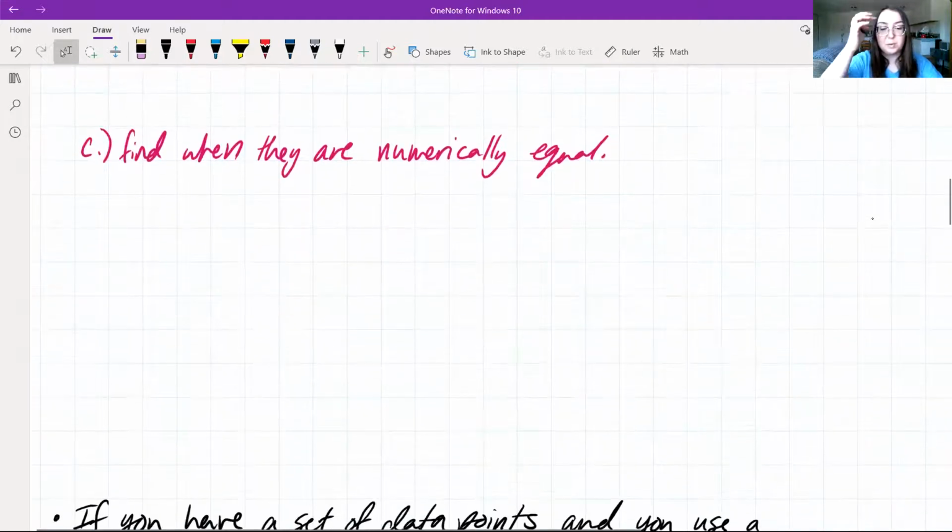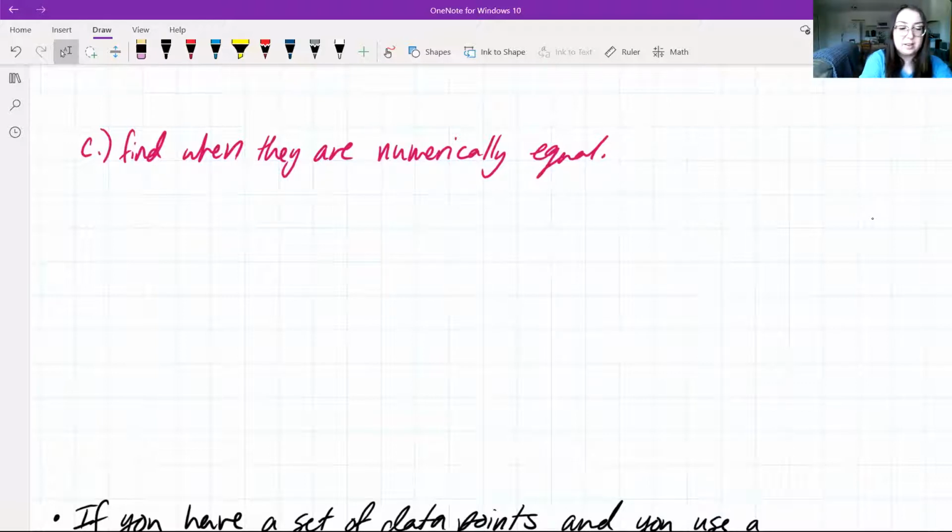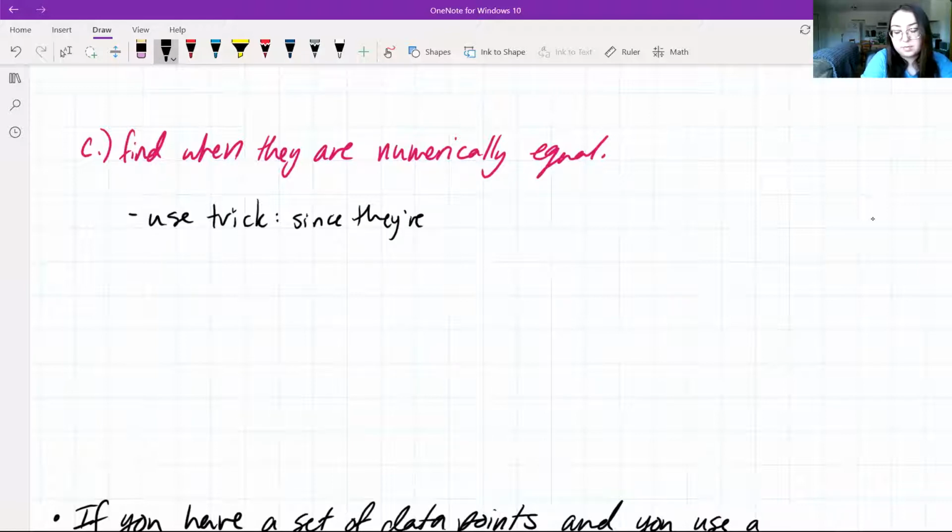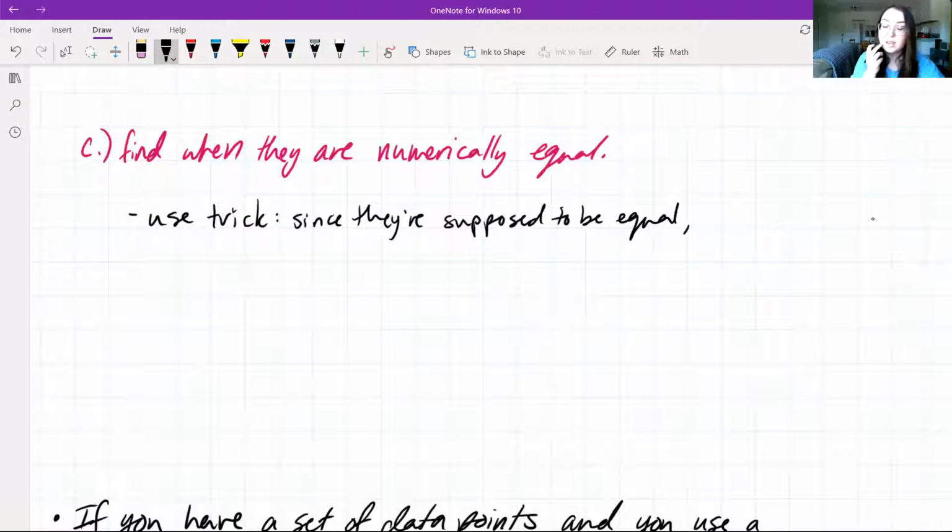All right, now for part C, we want to find when they're numerically equal. So we're going to do a little trick. If they're equal, then there's really no point in differentiating between x and y if they're the exact same value in this certain case. So what we're going to do is just set x equal to y.